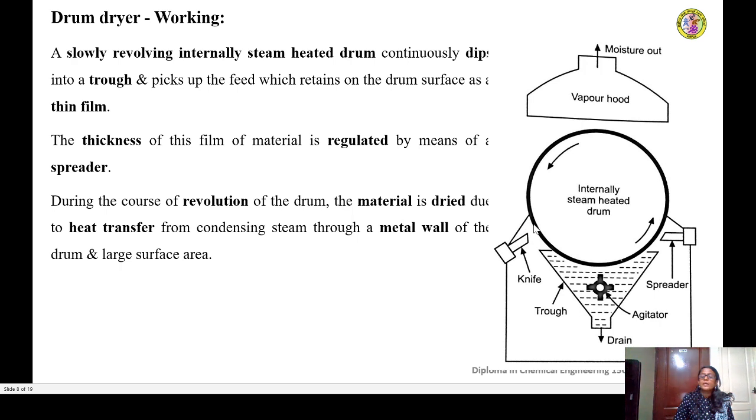Then the dried product will be cut off or scraped off from the surface by this knife. The moisture evaporated will go out through the vapor hood, and the dried product will be taken out from this side. So after the knife scrapes, the surface becomes again free to accumulate the material to be dried. Then again, when it dips into the slurry, a certain film of the material gets stuck to the outer surface of the drum, and again the drying takes place continuously.